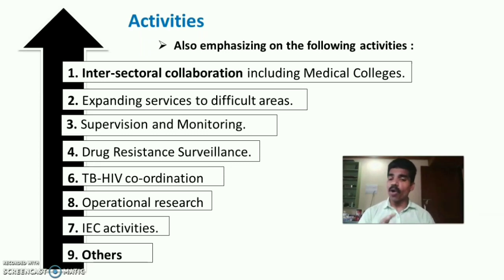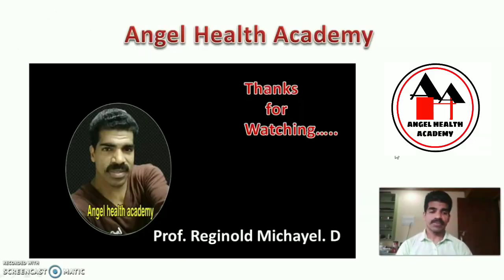The eighth activity was operational research, conducting various clinically oriented research in relation to RNTCP services, detection of TB, treatment and diagnosis. Then IEC activities, information, education and communication activities, to increase awareness among the public about RNTCP services and DOTS programs. Then other activities. So these are the different activities rendered through the pilot phase of the RNTCP, thus increasing the cure rate and reducing the death rate and default rate among TB patients in our country.